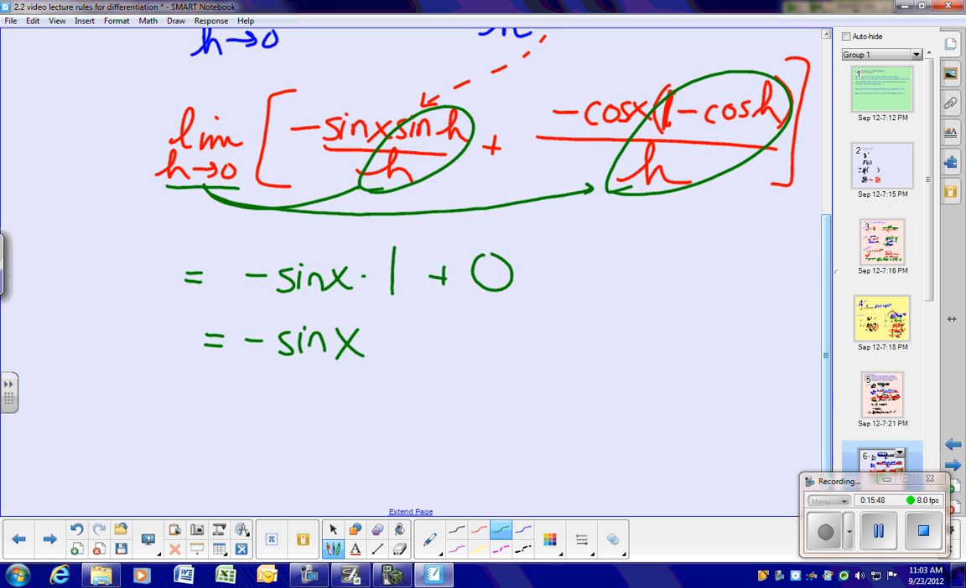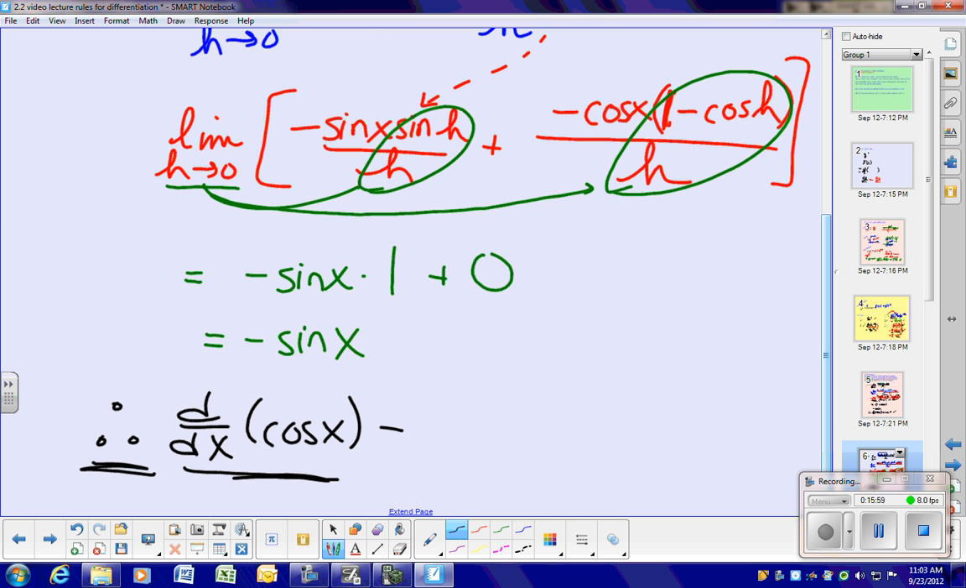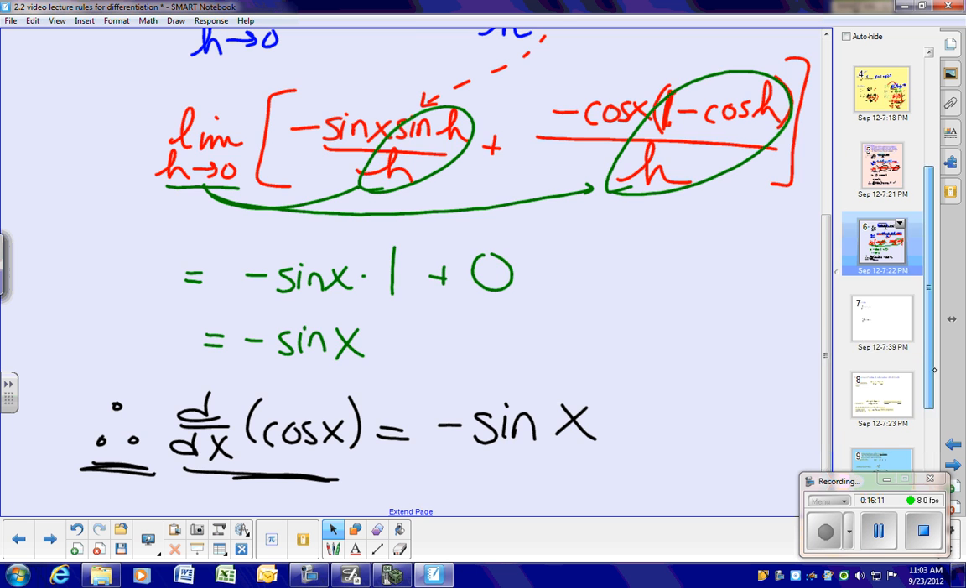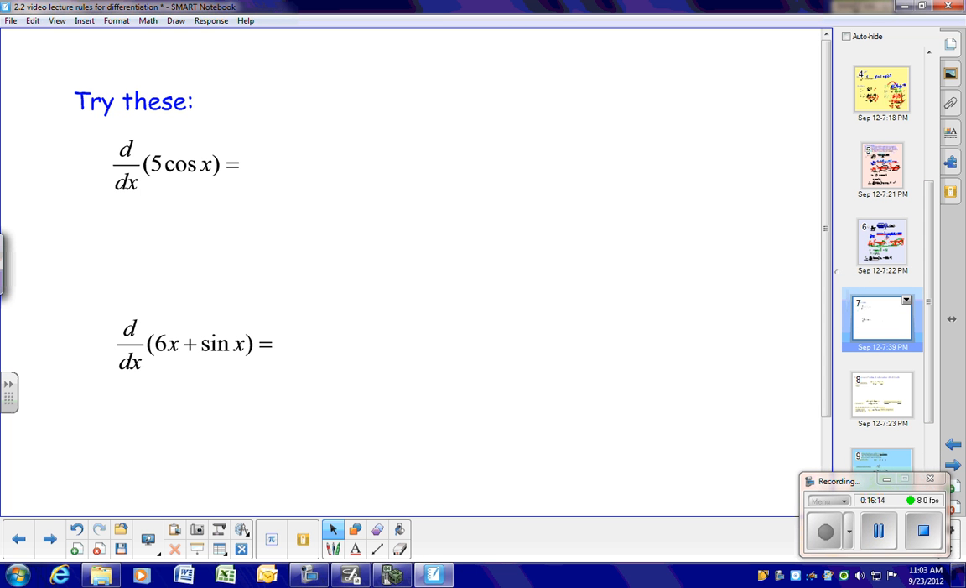So if you remember where we began, this whole statement started with figuring out the derivative of cosine. So therefore, the derivative of cosine is the opposite of the sine function. These are two things I expect that you will know from now on. You don't need to actually derive them, but I have proven them for you so you can trust that they are truths, okay? The next piece has a few questions for you to try. Pause the video and try these two.